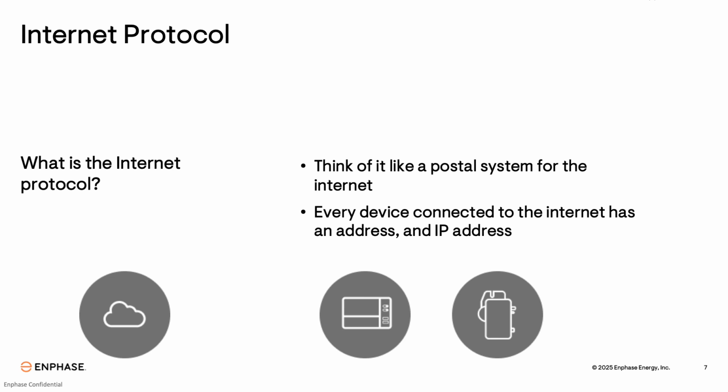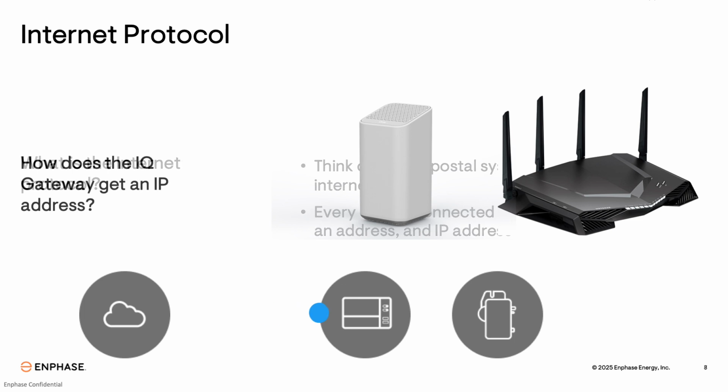In the case of the gateway, it uses this protocol to transfer data back and forth to the Enphase cloud, also known as Enlighten Manager. The gateway needs to get an IP address so it can send and receive data. So how does it do that? The gateway can get an IP address in a couple of different ways. The first way is from the home's router. The router is the device that provides a different IP address to every device that's connected to it. This is how it knows where to send the data.